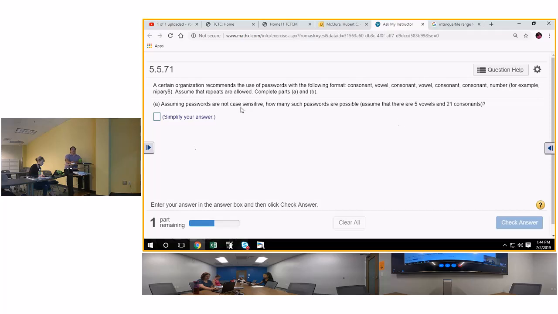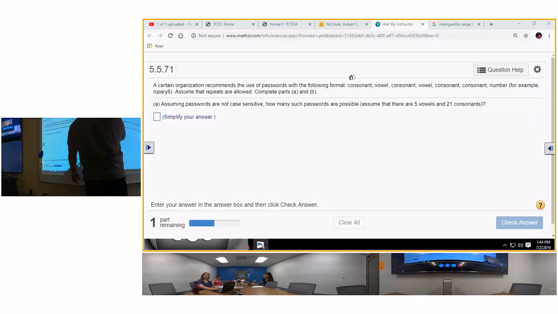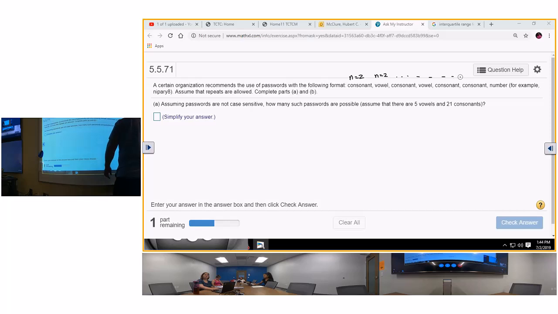Assuming that the passwords are not case sensitive, how many passwords are possible? It's going to be a big number. Okay? I'll write that down for you. This right here, okay, each slot is going to be n is equal to 26. N is equal to 26. Dot, dot, dot, dot. And here, n is equal to 26. Here, n is equal to 10.